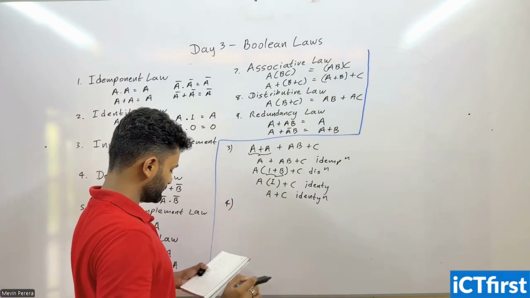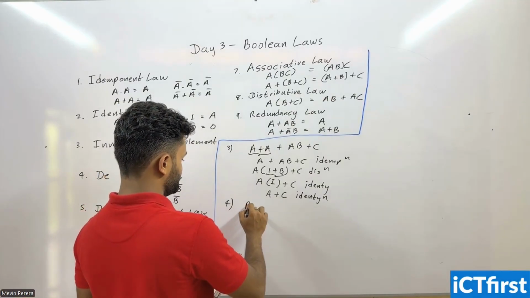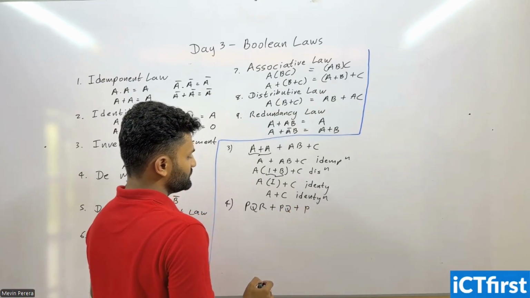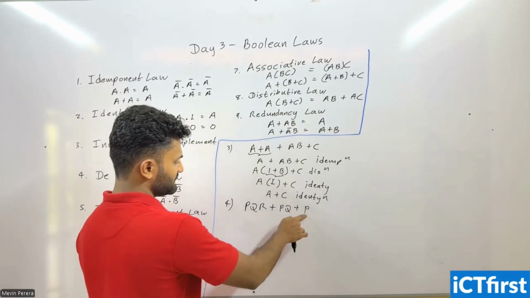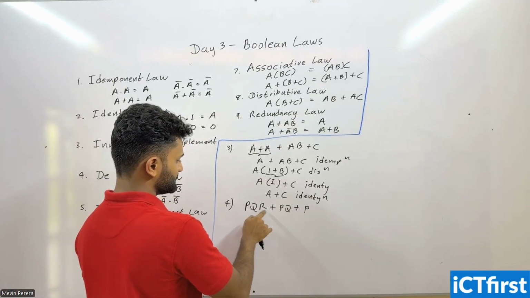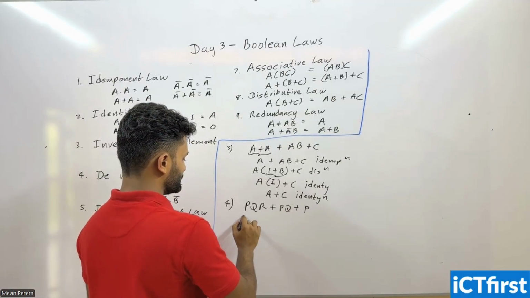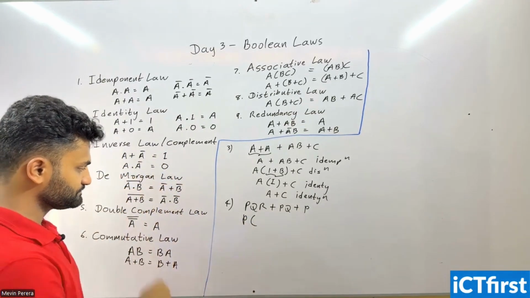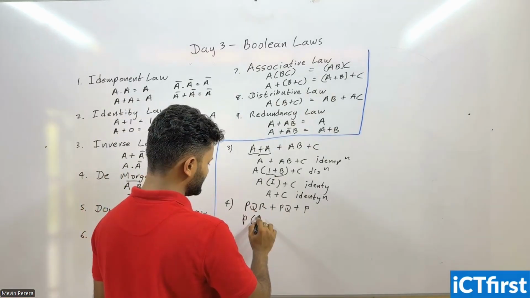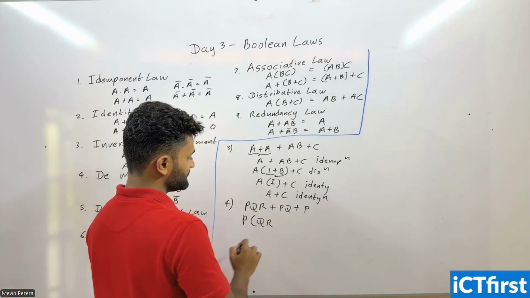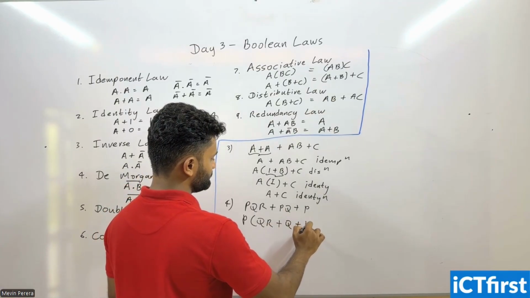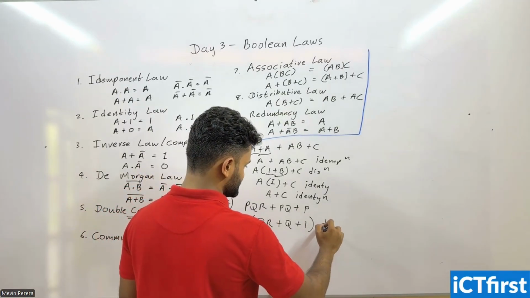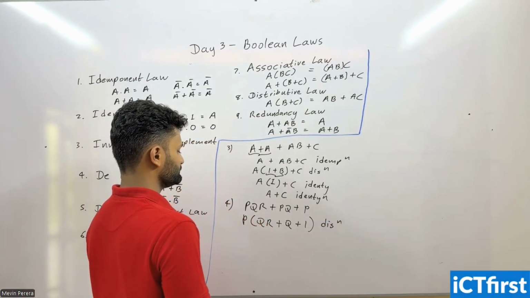All right. So fourth one, PQR plus PQ plus P. So what I can do is, P is common, right? P is in every term. P is the common one, so I'm taking it out. All right. So I'm taking P out. So inside we are having QR plus Q plus 1, right? Now what is this law? Distributive law.